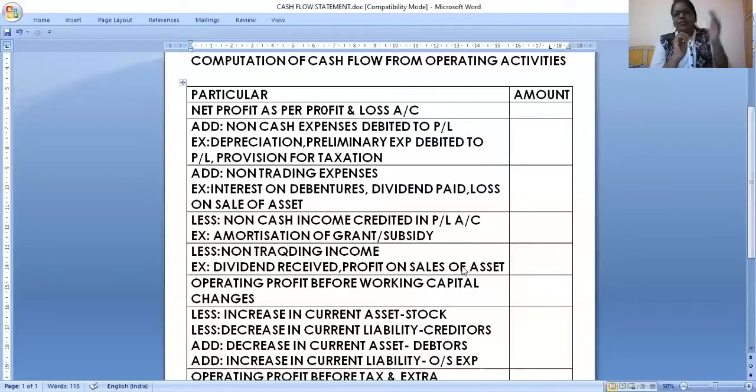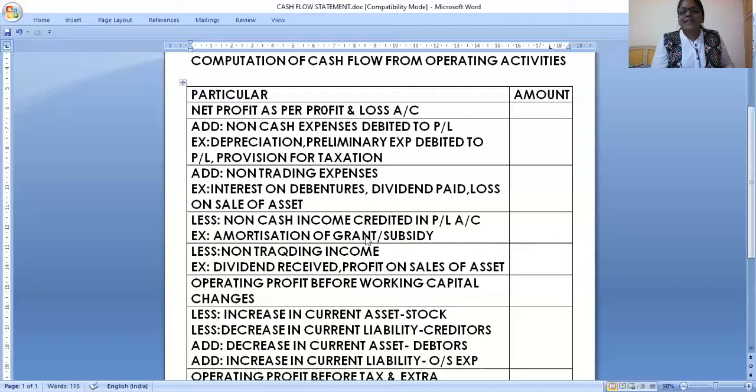If you remove and reduce the income, what will be the impact on profit? Profit should become 43, so less. And one more less which rarely comes: non-cash income credited in the profit and loss account. But twice it has come in the FM when cash flow statement was in FM for the old syllabus students.